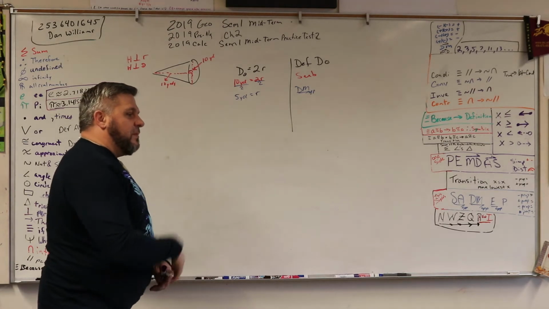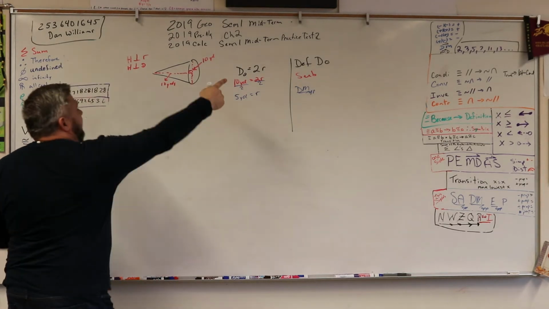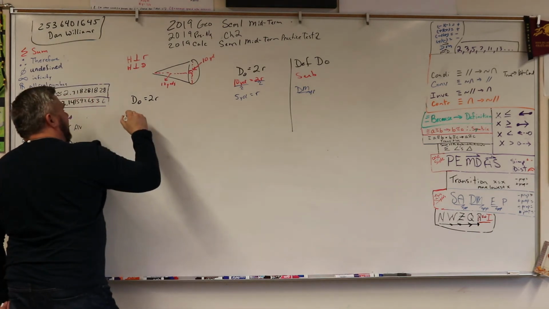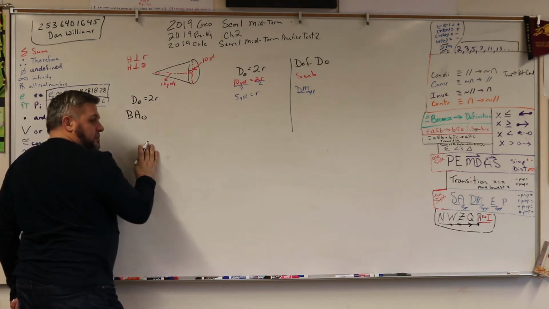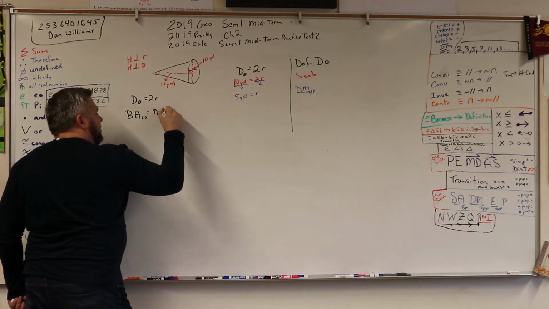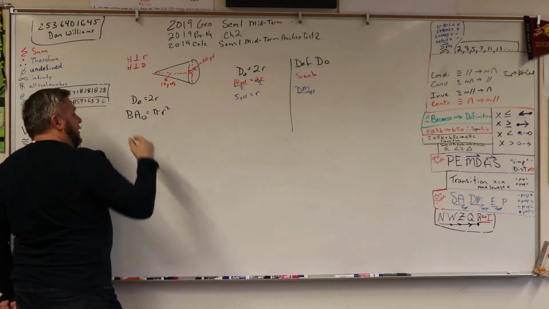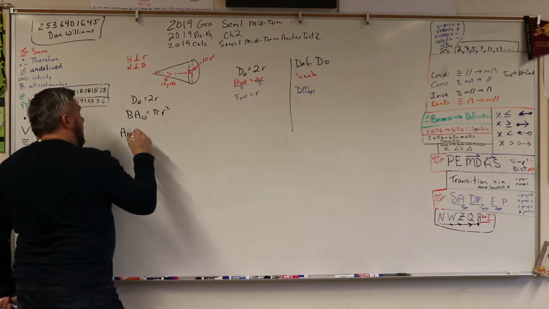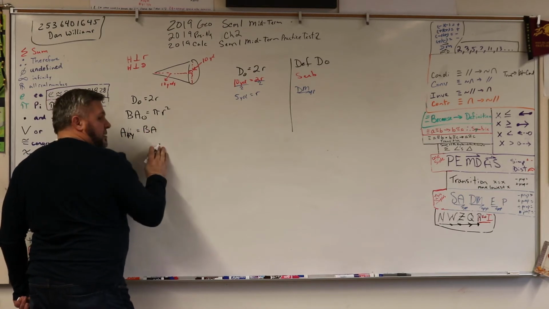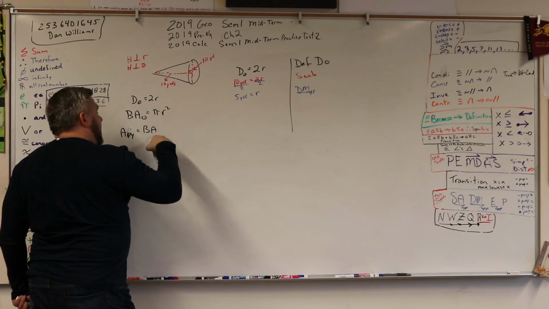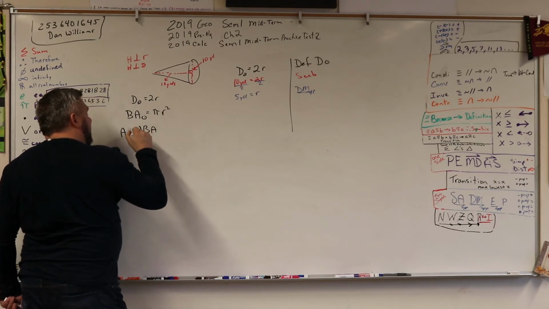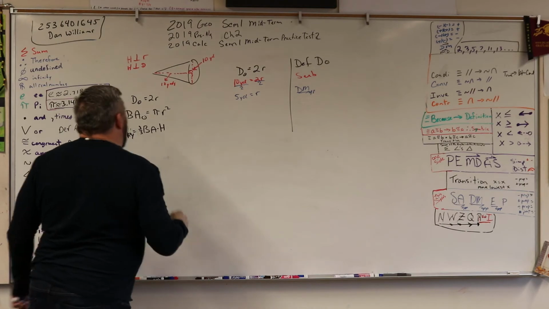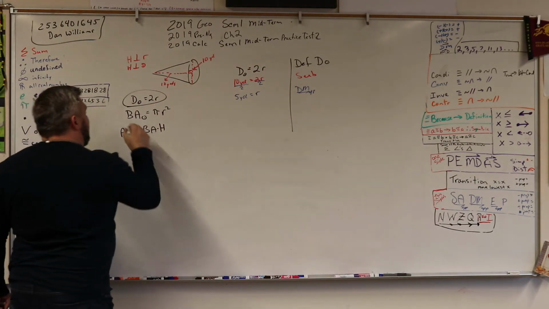Next level. Remember, we have to have a lot of levels. So one formula is D is equal to 2R. The other formula is a base area: the base area of a circle is equal to pi r squared. And the last formula is the pyramid: the area of a pyramid is equal to 1/3 the base area times the height. So we've done this. Now we're about to do this.